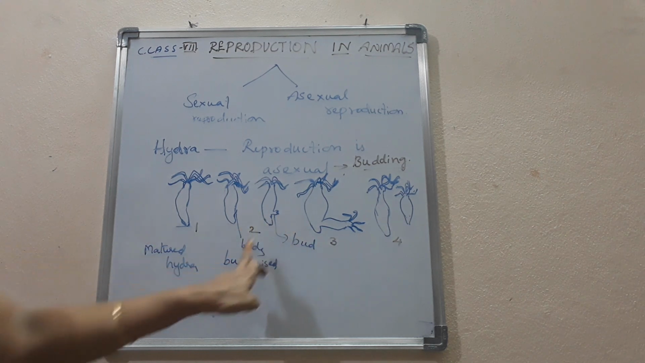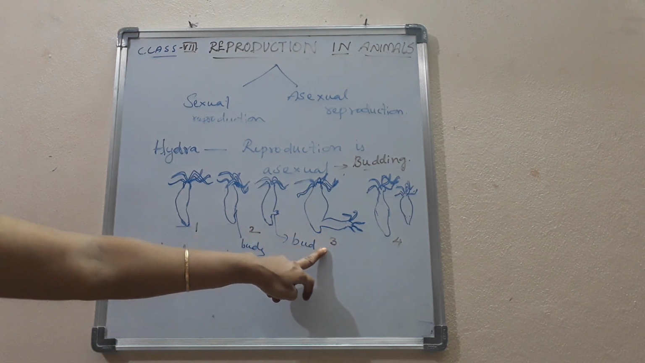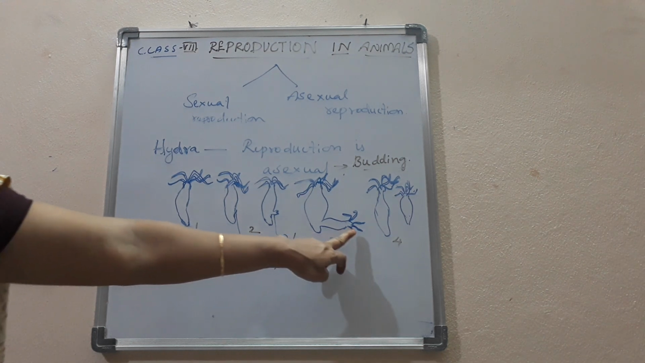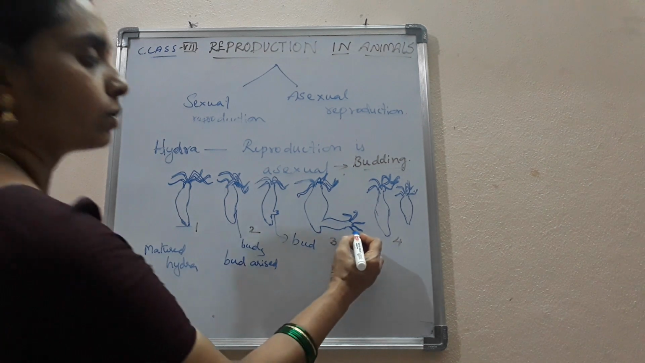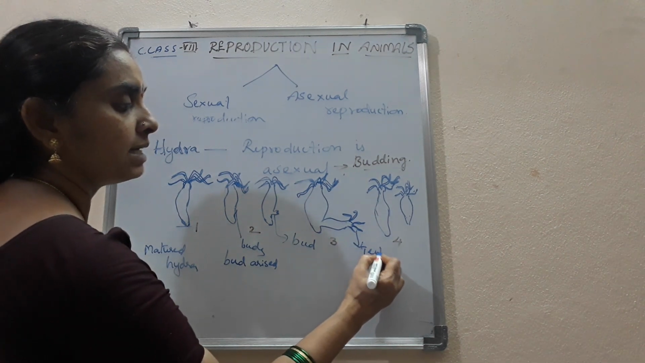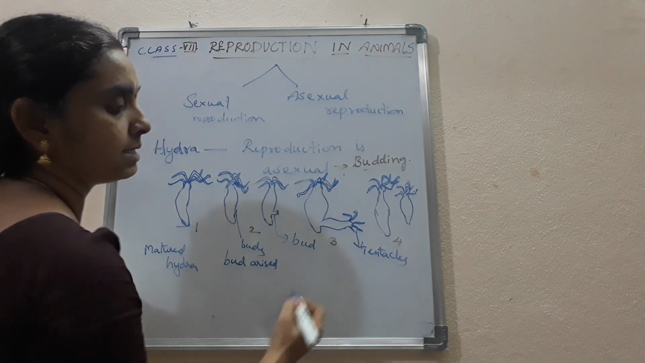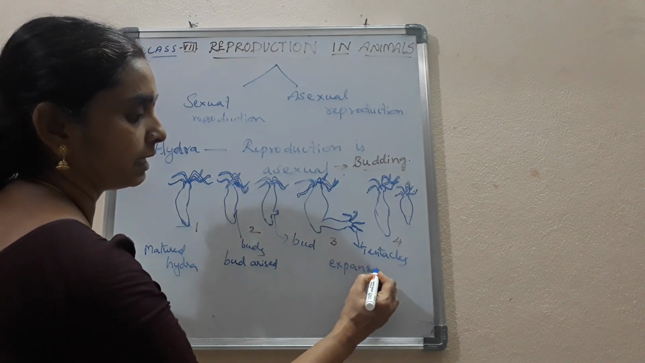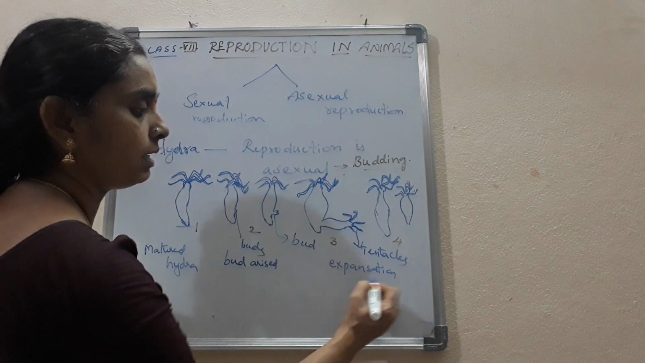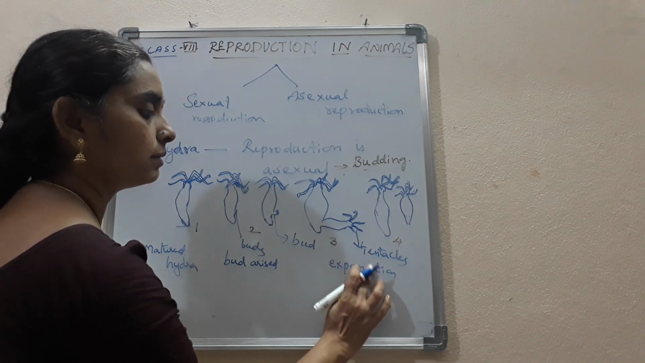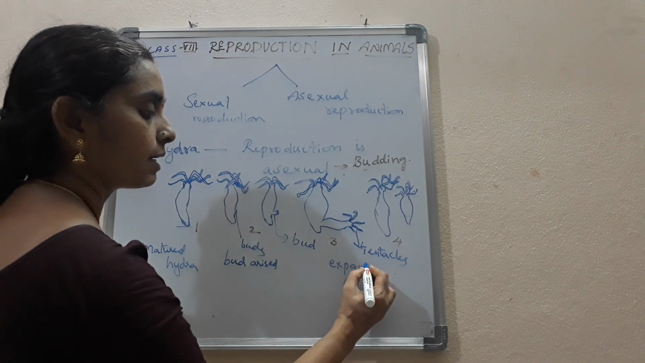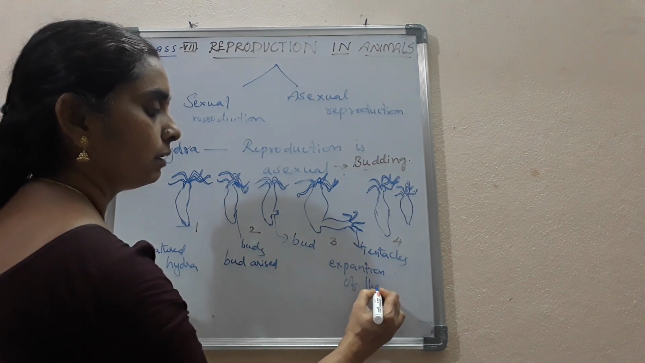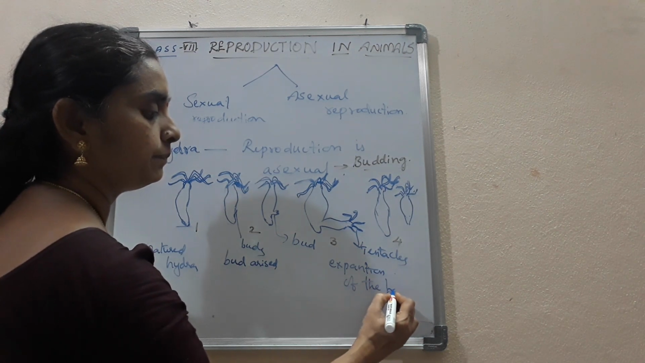These both are buds in slides 2 and 3. It enlarges, isn't it? It expands its body and forms the tentacles. These are called tentacles. Development of tentacles. Expansion of the body and development of tentacles. Expansion of the body.